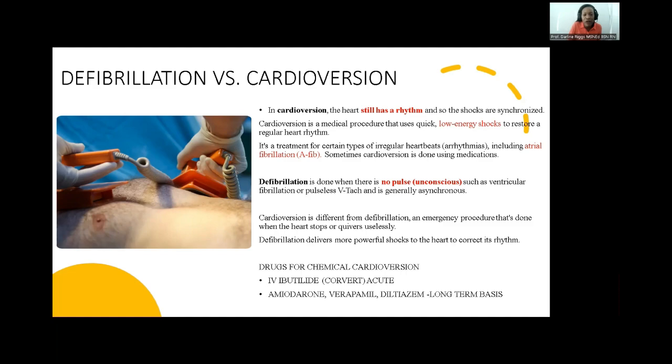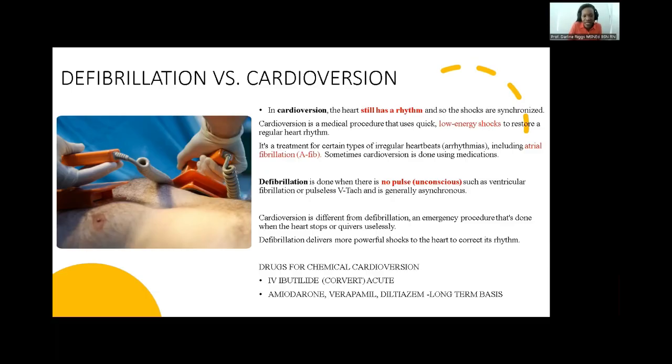Okay, especially if you have a heart that has stopped or is quivering. Quivering is not an actual contraction. Okay, if you're defibrillating, that is powerful shocks. They're not low voltage. Okay, to correct that rhythm. And the chemical drugs that we use, of course, they're IV.